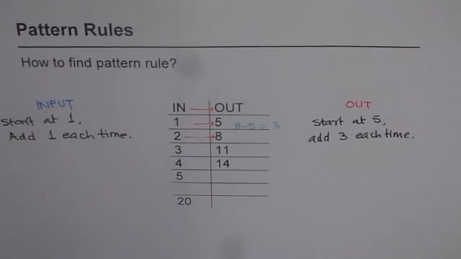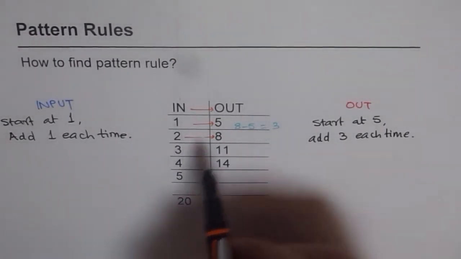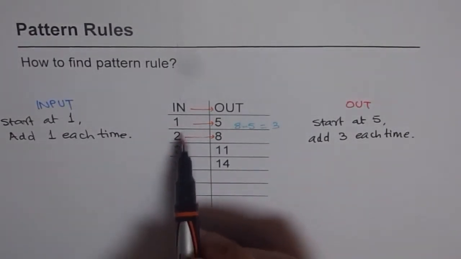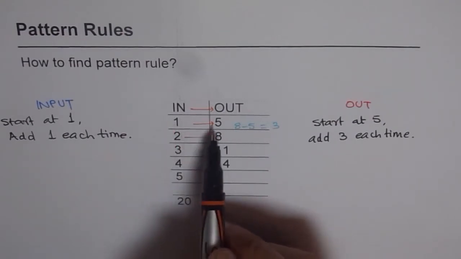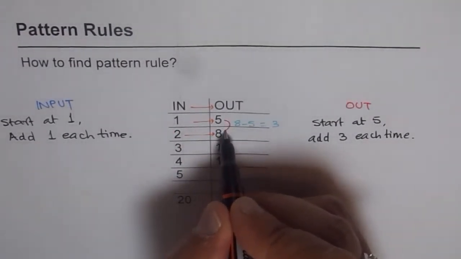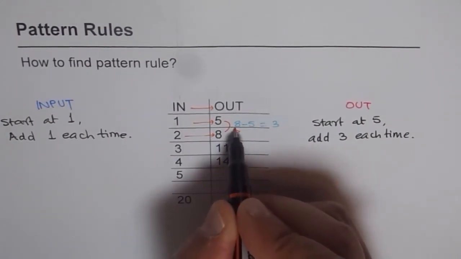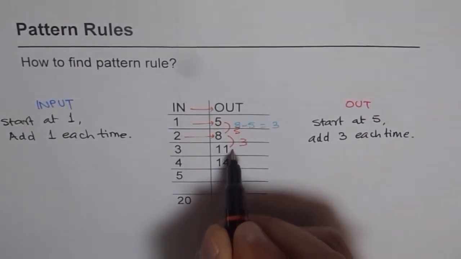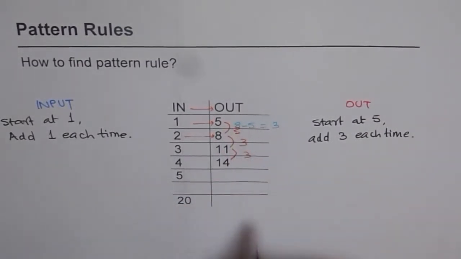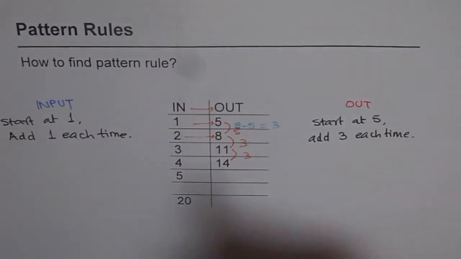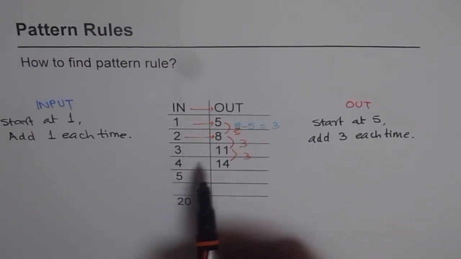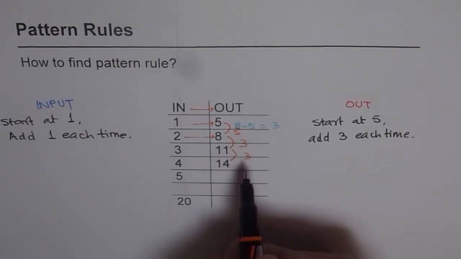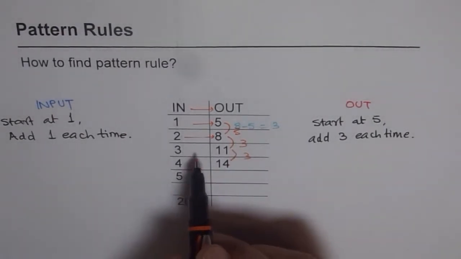Let's look at it once again. Let's see how output changes for every change in input. So when input changes by 1, by how much is output changing? Output is changing by 8 minus 5, which is 3, right? Then 11 minus 8 is again 3. And then again 3, right? Each time 3. So what we find here is that for every increase in input, output increases by 3. So that means 3 plays a critical role in finding the relation.